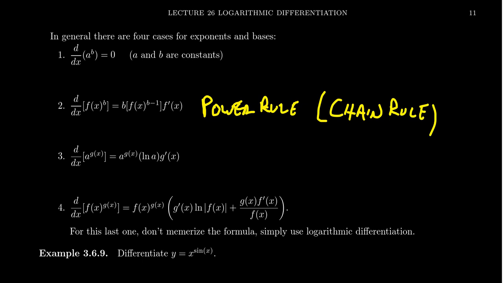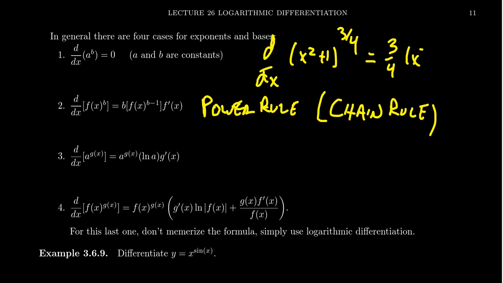So this would be something of the form, let's say we have x squared plus 1, and we raise this to the 3/4 power. If we wanted to calculate the derivative of such a thing, by the chain rule we'll get 3/4 times x squared plus 1, we lower the power by 1 to the negative 1/4 power, and then we multiply by the inner derivative, which is 2x. And you can simplify from there. But when your base is a function and the exponent is a constant, in that case you just use the power rule.